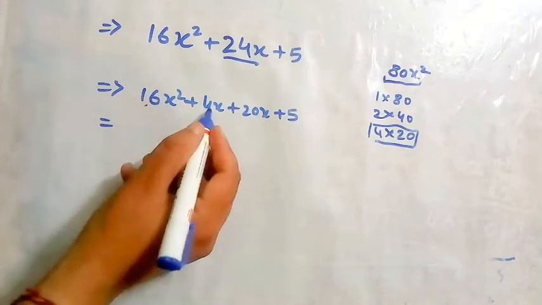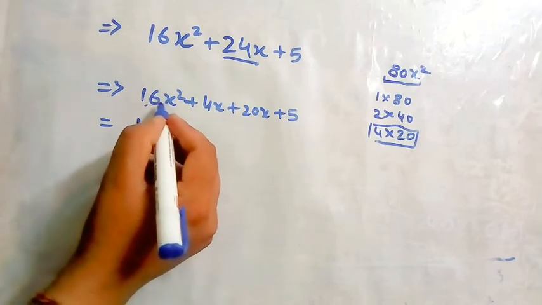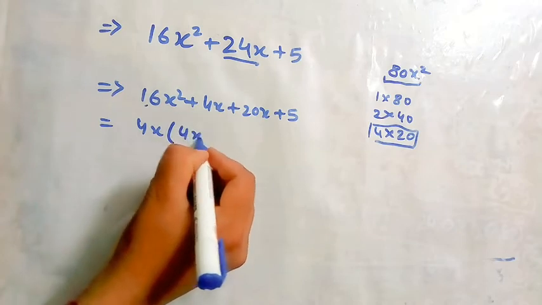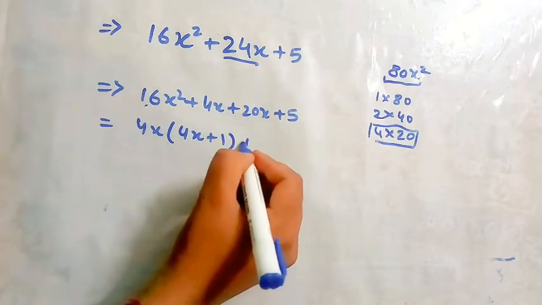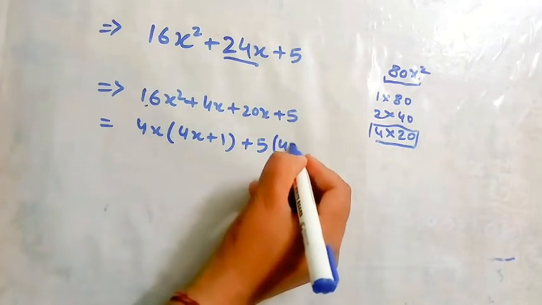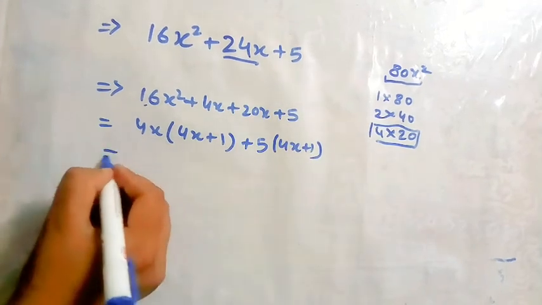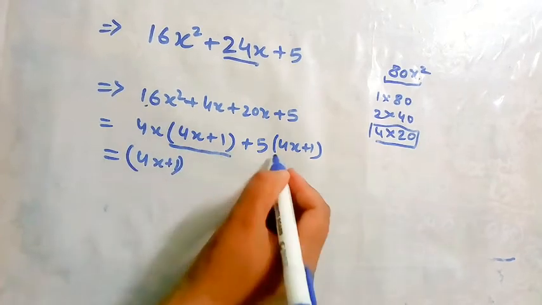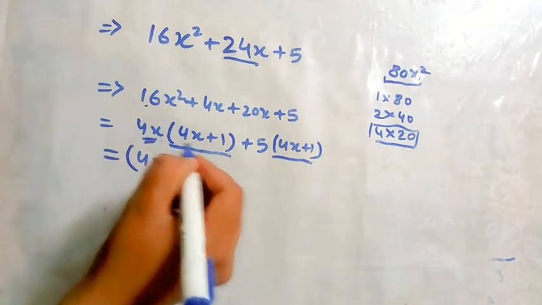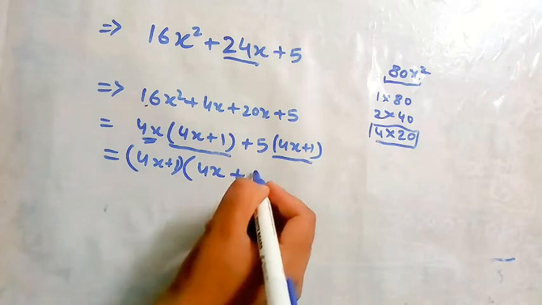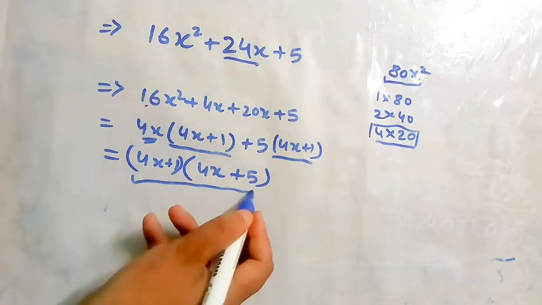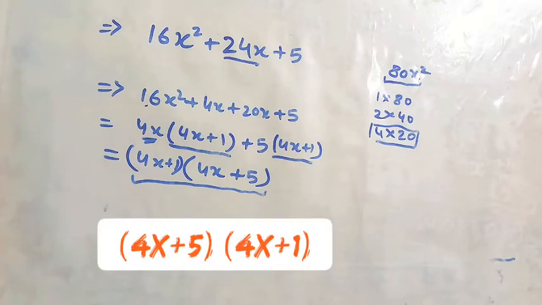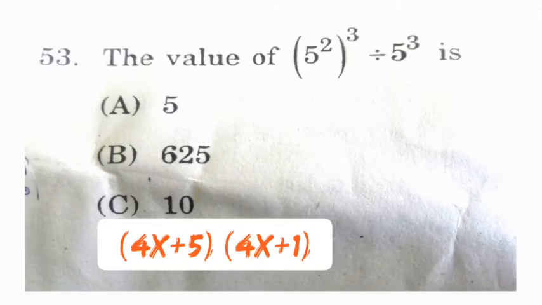You have to take care of the time also when you are sitting in a competitive exam, so it must be a little fast. So here 4x is common in the first pair, and inside will be 4x plus 1, and 5 is common in the second pair, inside will be the same 4x plus 1. Now take 4x plus 1 common, and inside will be 4x plus 5. So your factors are (4x plus 1) multiplied by (4x plus 5). But remember, it can be (4x plus 5) into (4x plus 1).